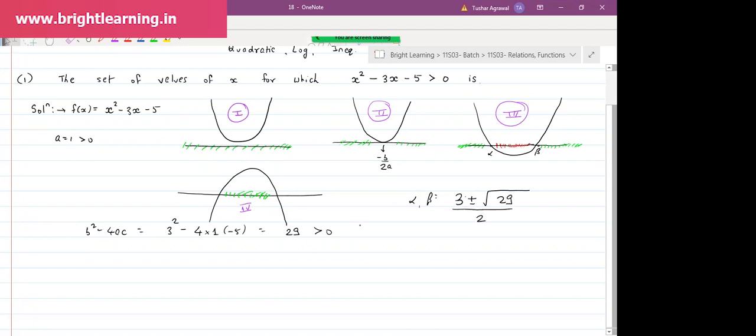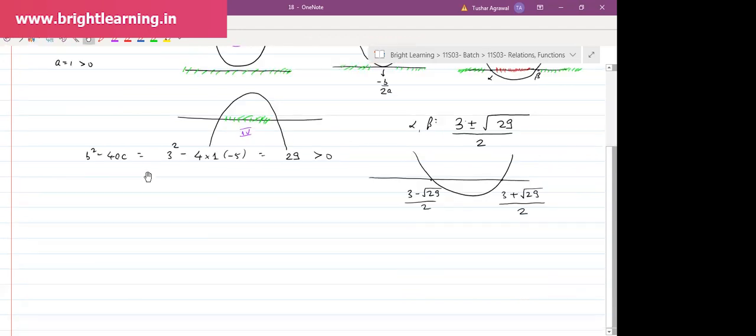So the lesser root is 3 minus root 29 upon 2, because 3 plus root 29 is obviously greater than 3 minus root 29, and when you are dividing it by 2, that will be the case. You have to locate the roots exactly, and now the answer will be this interval.